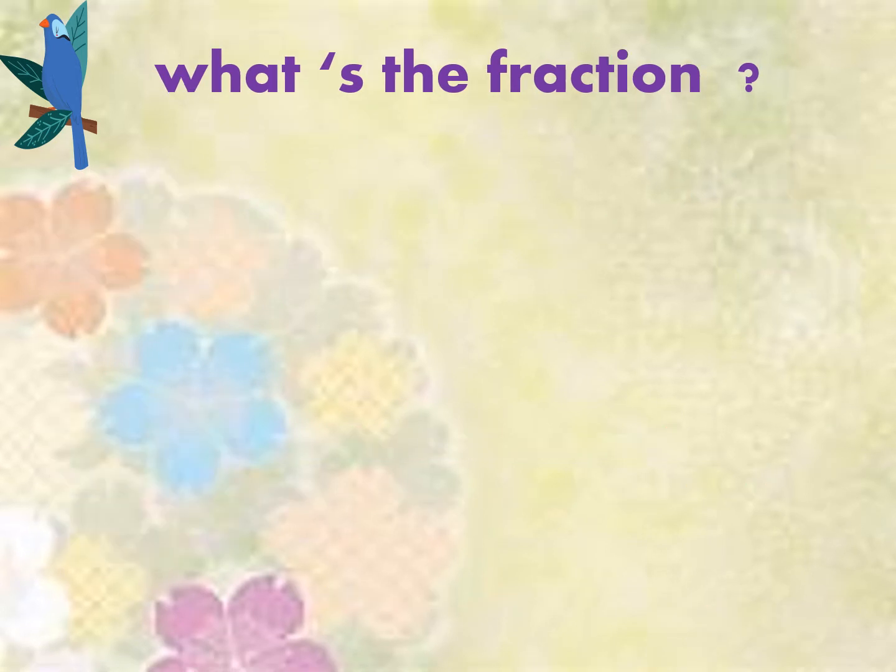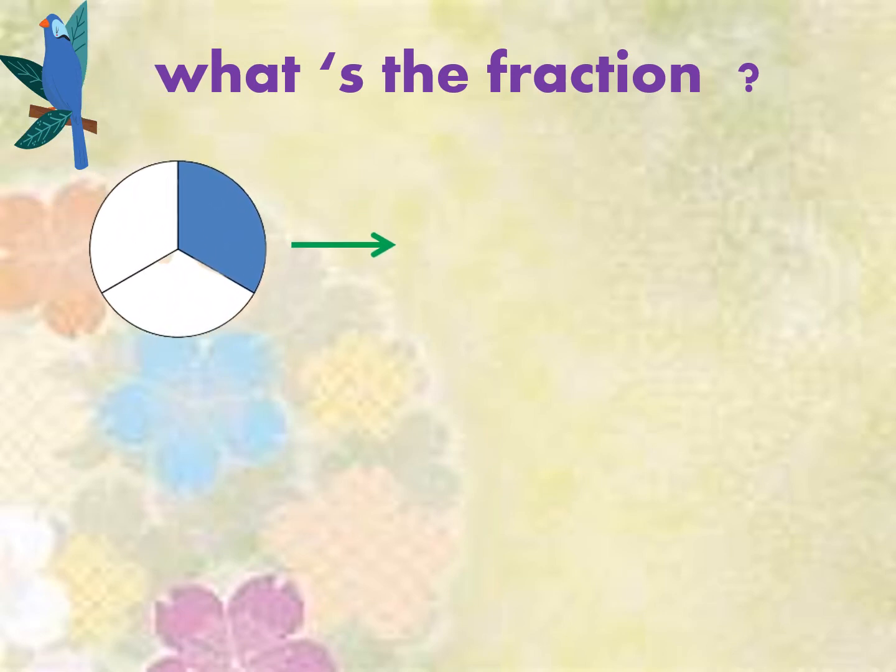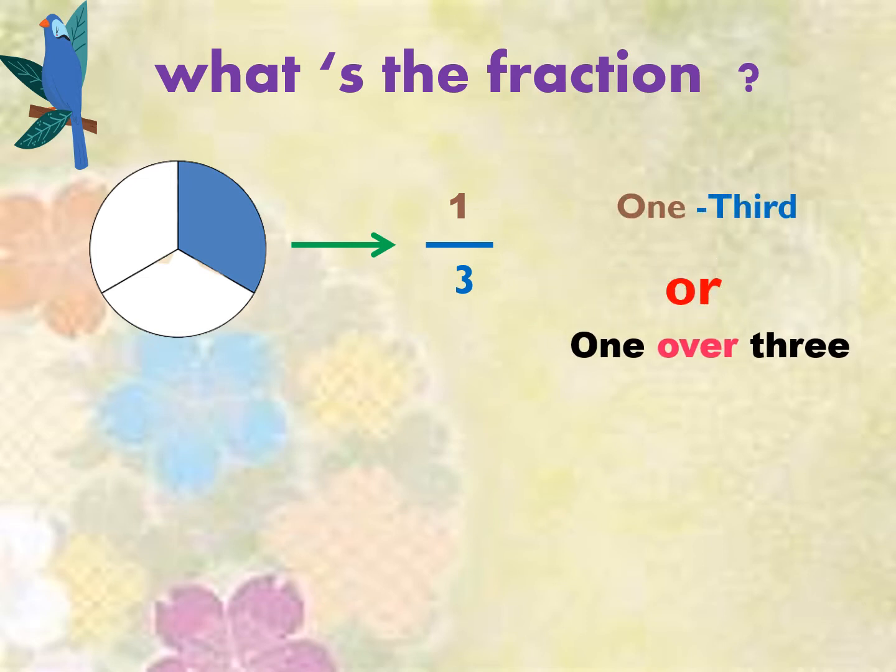What is the fraction? The number of the colored parts over the total parts, colored and not colored. Here I have a circle divided into 3. I have 1 part colored, and how many total parts? 1, 2, 3. So I will write 1 over 3: 1, then dash, then 3. And this is called the fraction 1/3 or 1 over 3.